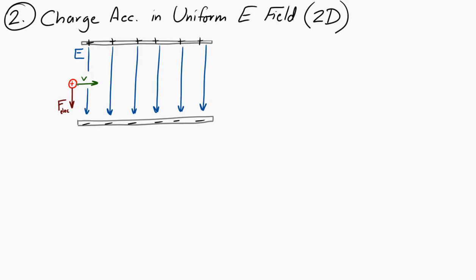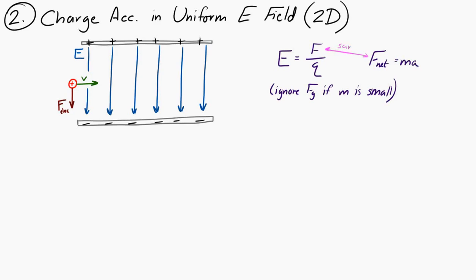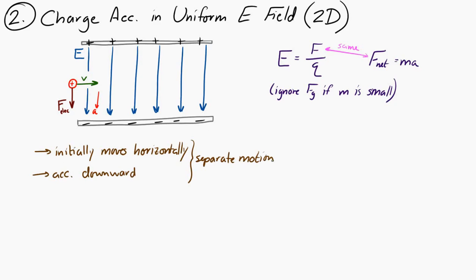Electric field is equal to the force per charge. If we can ignore the gravitational force, then the only force acting on it is the electric force downward. So the acceleration is downward. The charge is also moving horizontally initially. So what we can do is separate the motion in x and y. There's only acceleration in the vertical. The horizontal acceleration is 0.